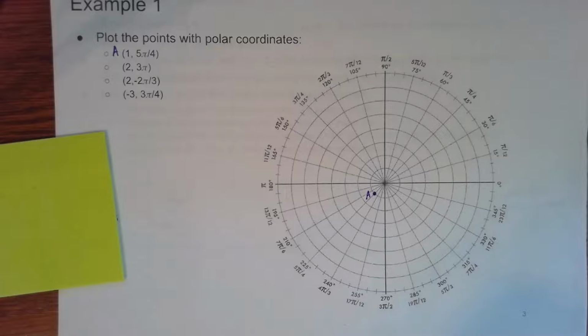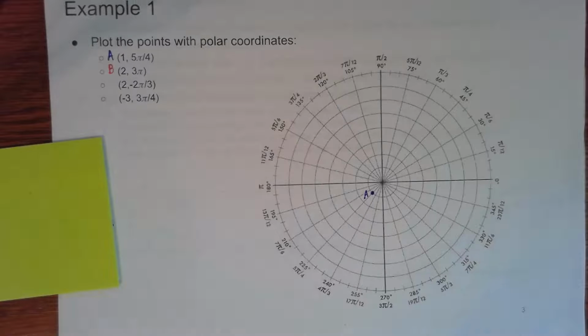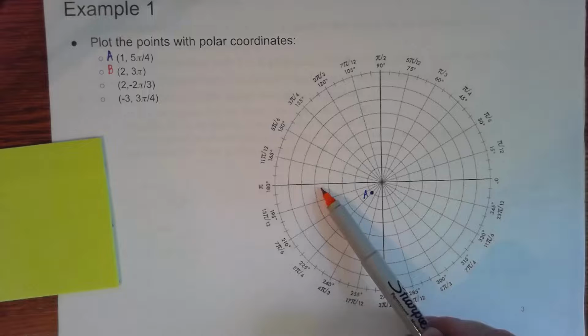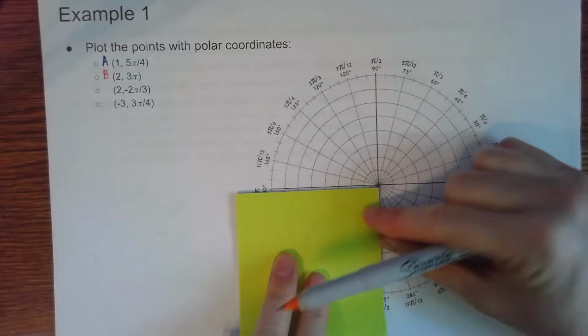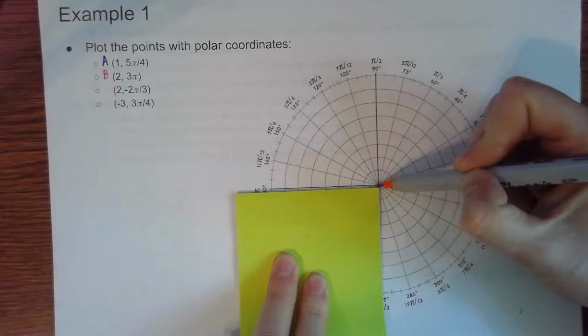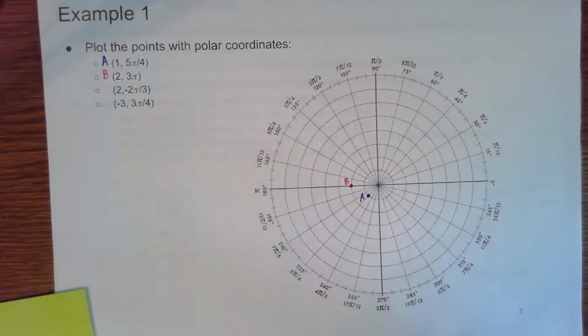And if we were to do point B, 2 and then 3 pi, I would go, okay, there's pi, there's 2 pi, and these would be 3 pi. So the terminal edge would be right here. So there's my terminal edge. And then I need to go 2 units from the origin along my terminal edge. Here's the origin. I go out 1, 2, and the point would be right here. So that's point B.